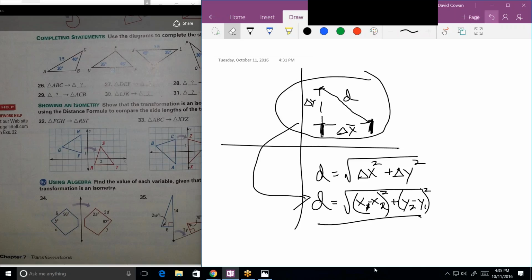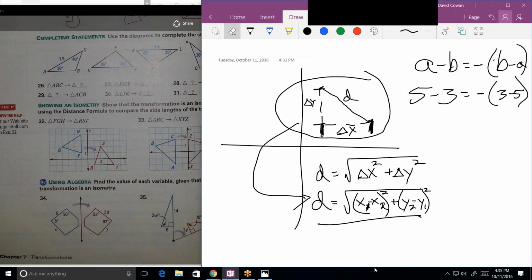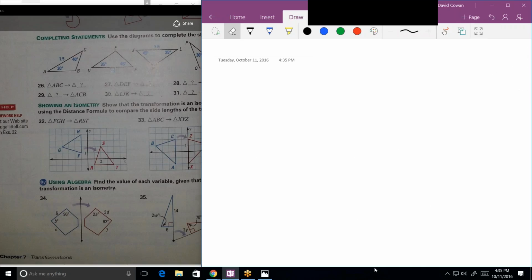Okay, now... It's the commutative property. Figure that out. Sorry, that was my own little... Okay, that's fine.